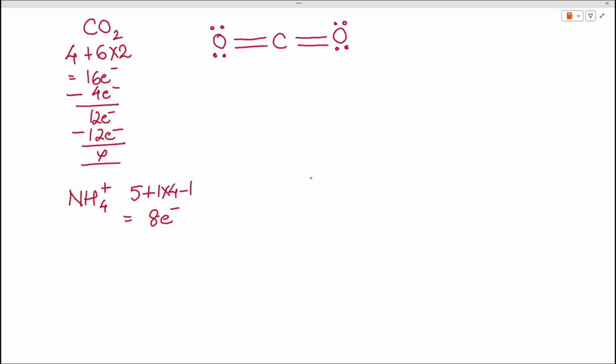Now nitrogen again comes in the center because it has a tendency to form 3 bonds, with the 4 hydrogens placed around the nitrogen. We need to have at least 1 bond between them. So we made 4 bonds, for which we have used a total of 8 electrons.